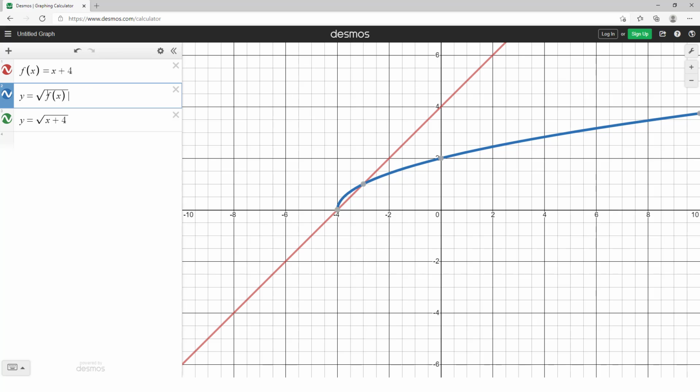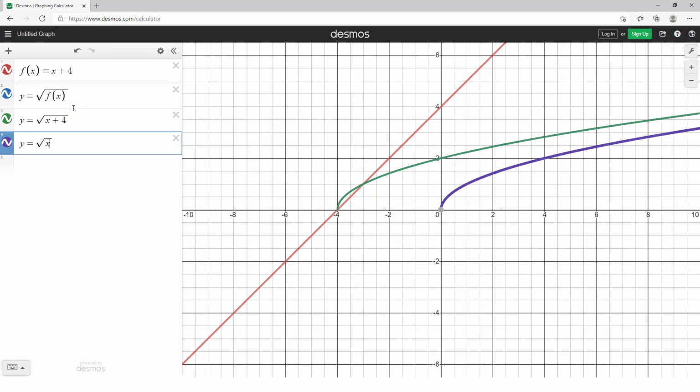In fact, it is. We replace f of x with x plus 4, and so you could think of this as the original radical graph, y equals the square root of x, shifted 4 units to the left. So the green graph is the square root graph shifted 4 units to the left.